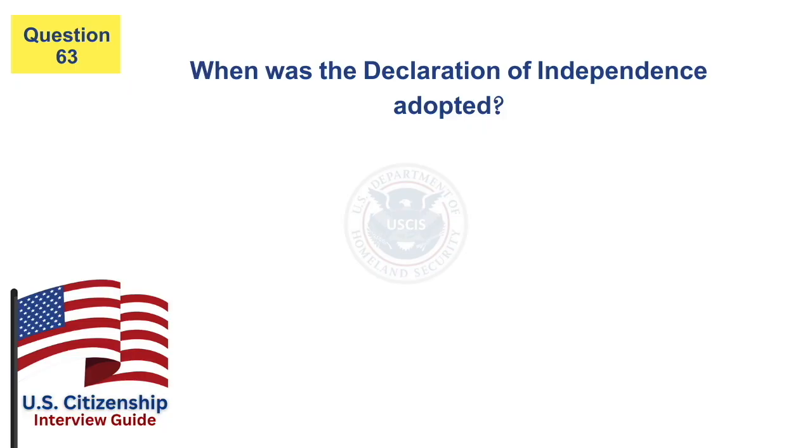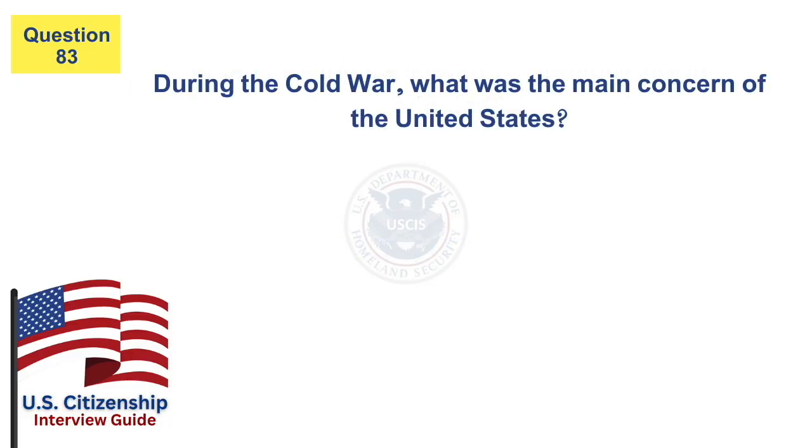When was the Declaration of Independence adopted? July 4, 1776. During the Cold War, what was the main concern of the United States? Communism.